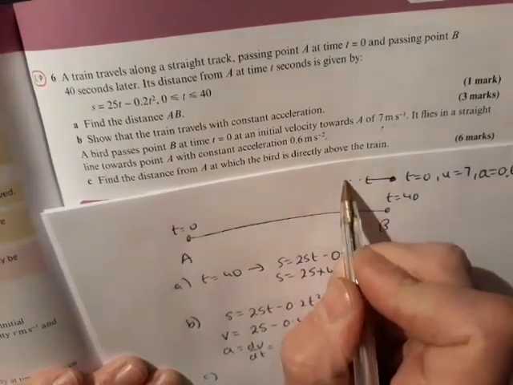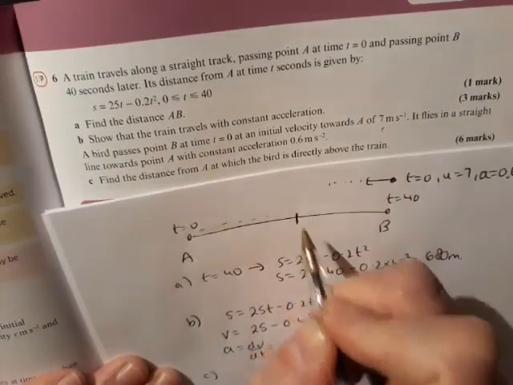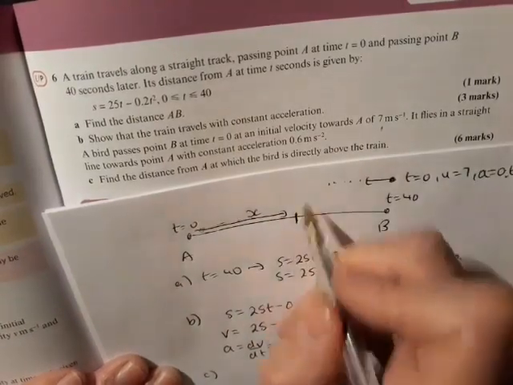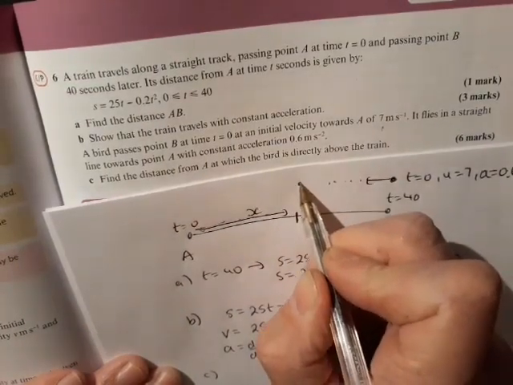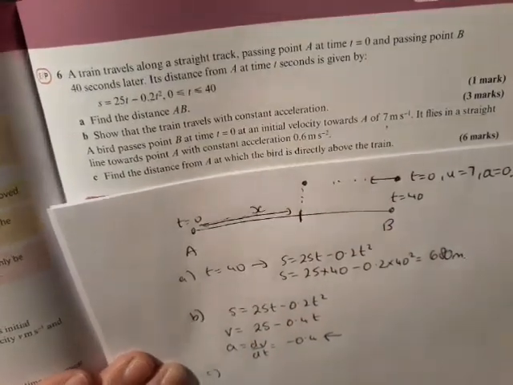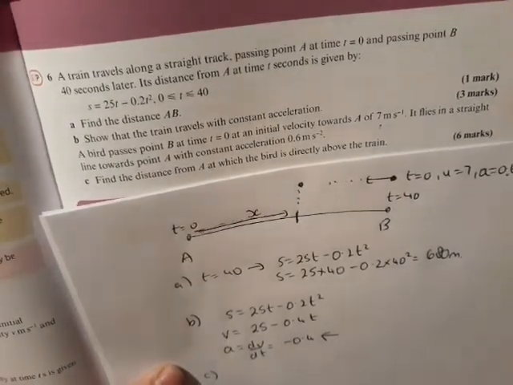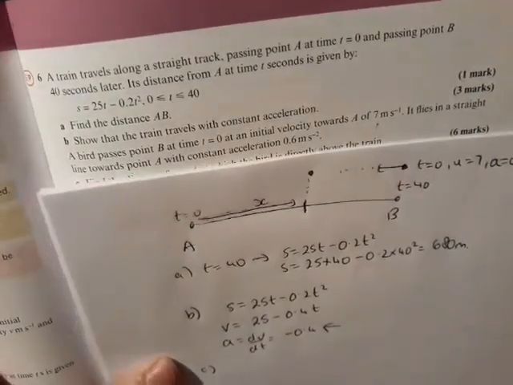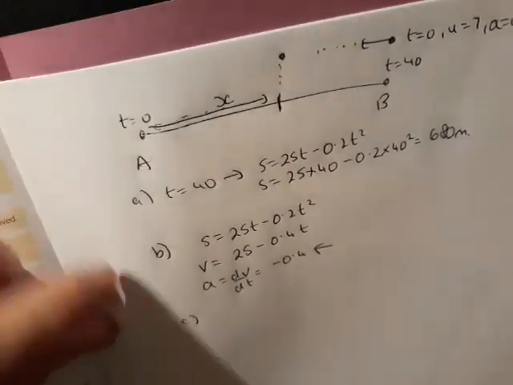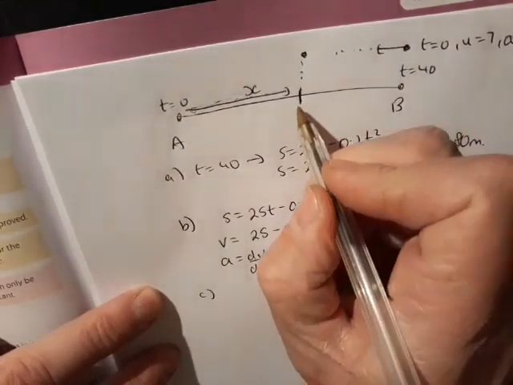So let's say the bird's flying this way, the train's coming this way. At some point, and we'll call that distance x because that's what it's after from A, at some point we've got the train here and we'll have the bird directly above it. Okay, so what we need is an expression for displacement for both, and at that point they will both have the same displacement. Now I'm just going to move this up here so we can see this a little bit clearer.